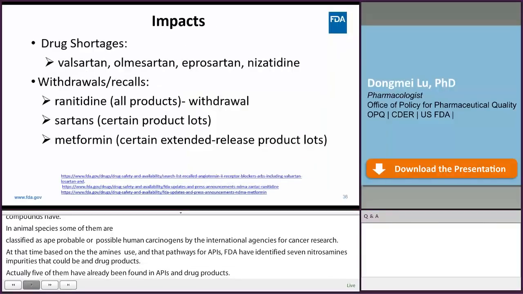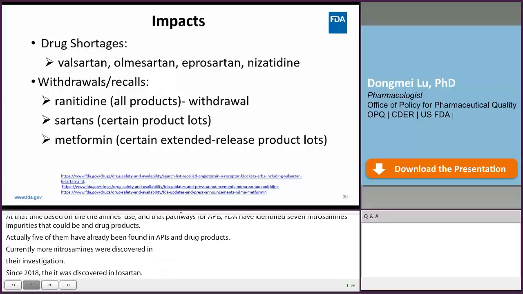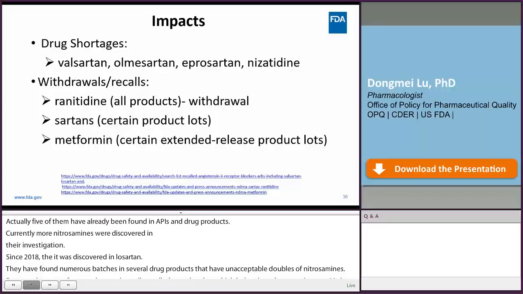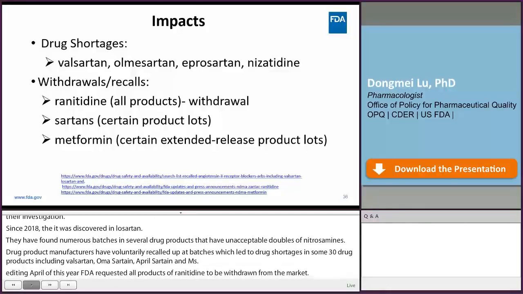Since 2018, when NDMA was discovered in valsartan, FDA has found numerous batches in several drug products to have unacceptable levels of nitrosamines. Drug product manufacturers voluntarily recalled the affected batches, which led to drug shortages in certain drug products, including valsartan, olmesartan, irbesartan, and nizatidine. In April of this year, FDA requested that all products of ranitidine be withdrawn from the market. FDA also recommended voluntary recalls of the affected batches of some sartans and extended release metformin from certain manufacturers.